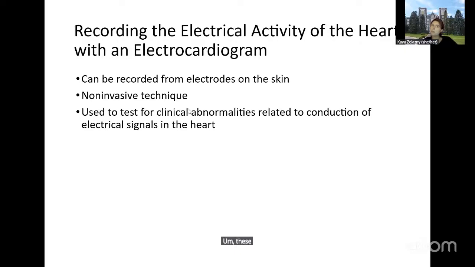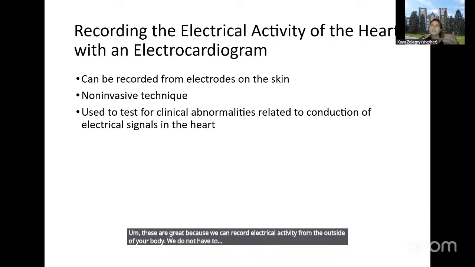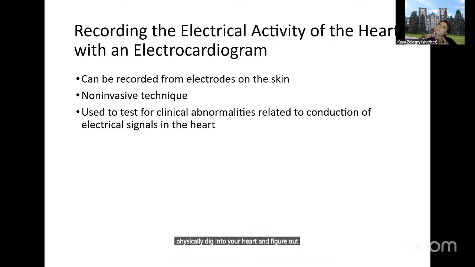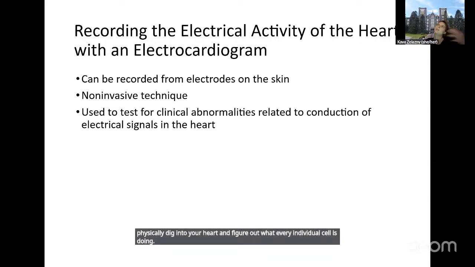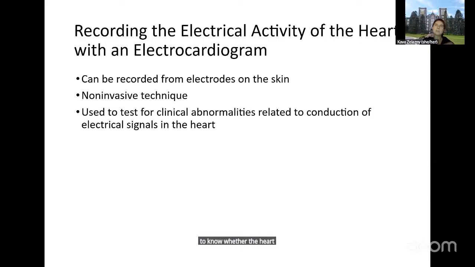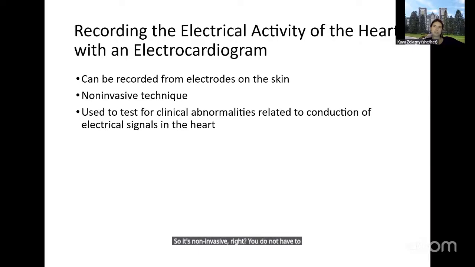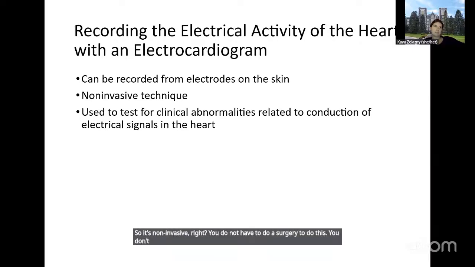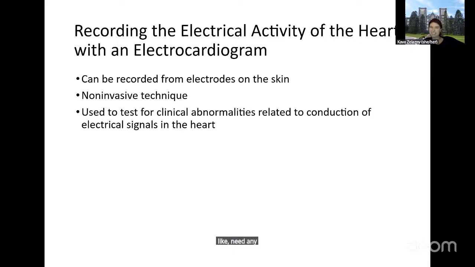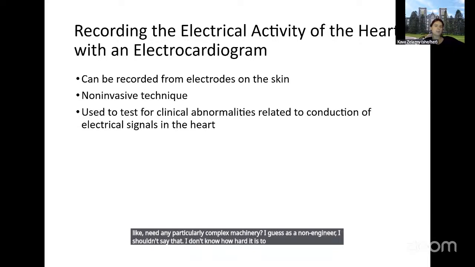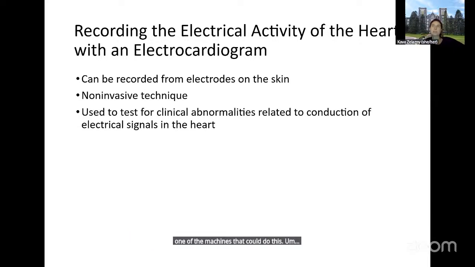These are great because we can record electrical activity from the outside of your body. We do not have to physically dig into your heart and figure out what every individual cell is doing to know whether the heart is doing what it's supposed to do, whether its action potentials are happening when they're supposed to happen, whether all this conduction is happening normally, right? So it's non-invasive. You do not have to do a surgery to do this. You don't even need any particularly complex machinery. I guess as a non-engineer, I shouldn't say that. I don't know how hard it is to build one of the machines that can do this. But it's pretty easy to run.